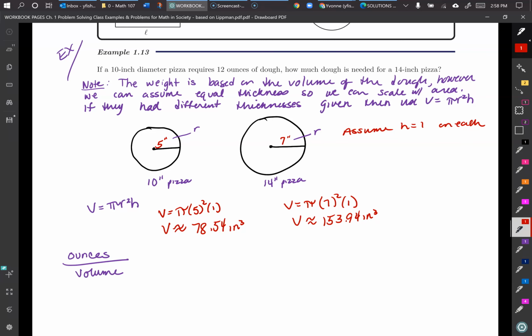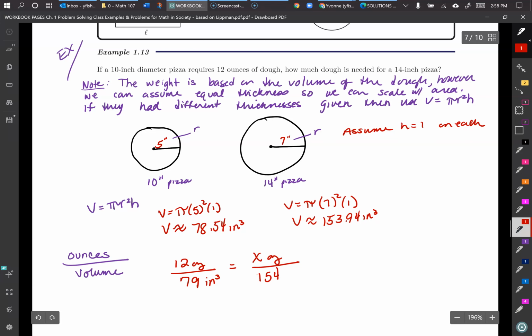So we'll set up the 10-inch first, so that's 12 ounces over, I'm just going to round, and we usually don't round within problems, but I'm going to go ahead and round that off, 79 inches cubed, just to make the math a little bit easier for you. As long as we didn't round here too much. Because if we put 3.14 in for pi all the time, that's going to start to give us a lot of buildup.